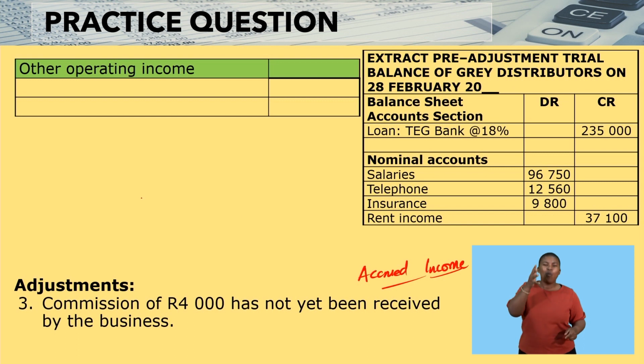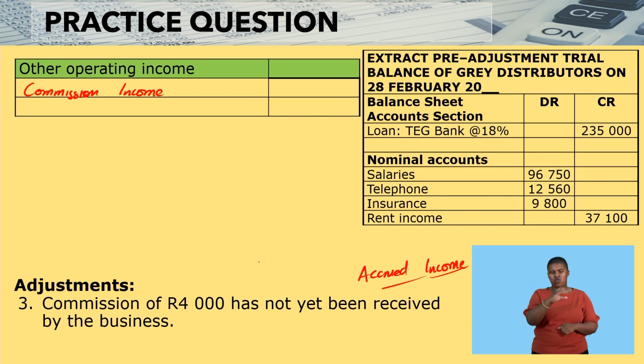So I'll record the accrued income. I'll come to my other operating income and say commission income. Commission income, 4,000 has not yet been received. We had no other commission income in the list of balances.